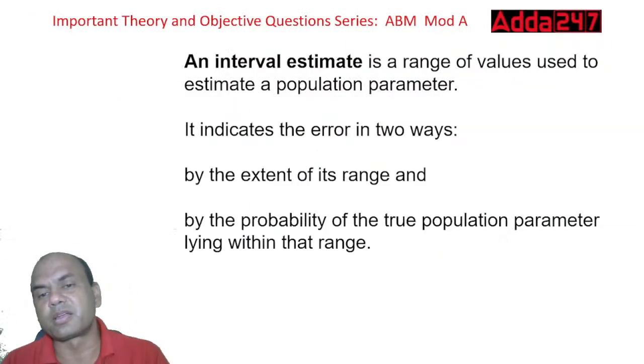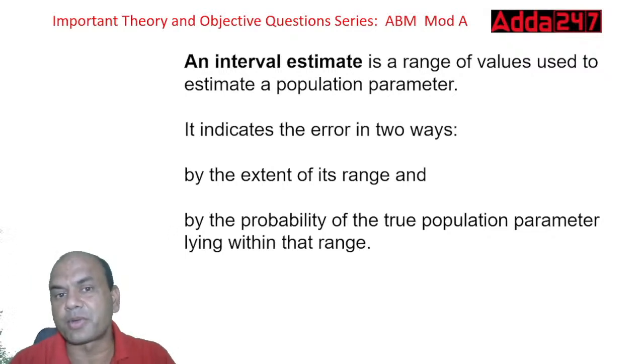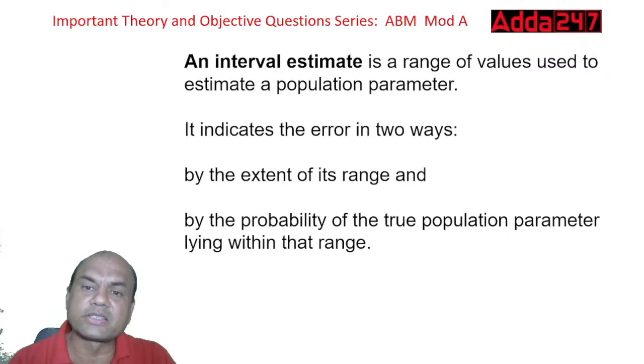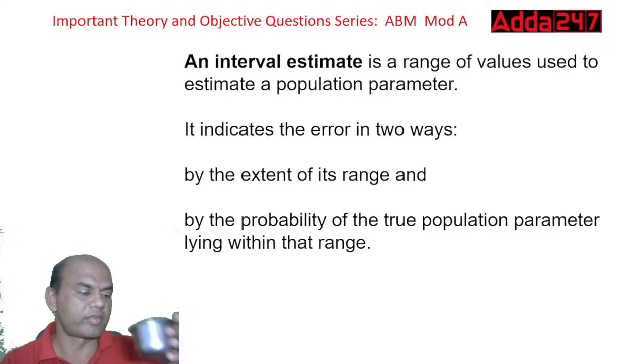Now some theory part. An interval estimate. Now this is regarding the estimation chapter. An interval estimate is the range of values used to estimate the population parameter.